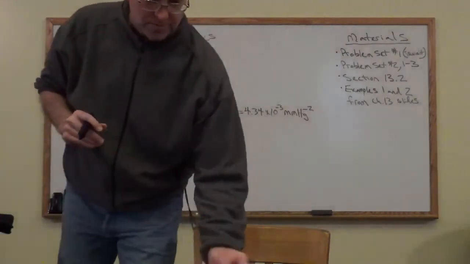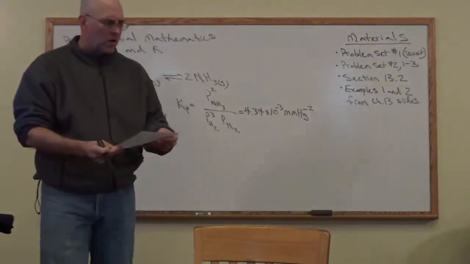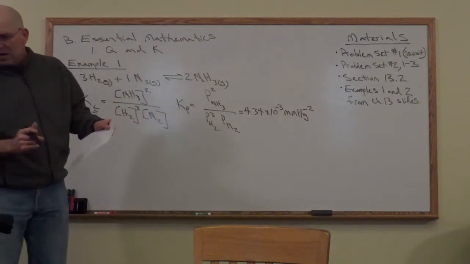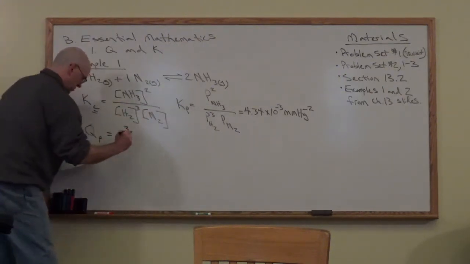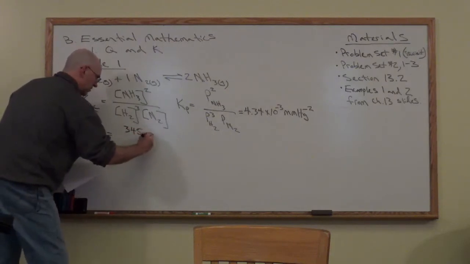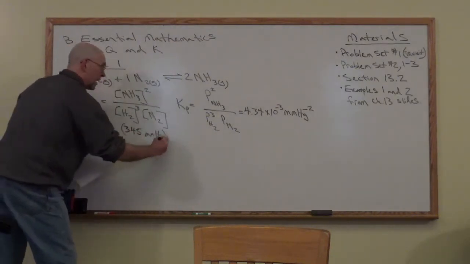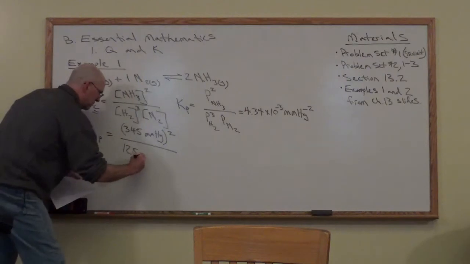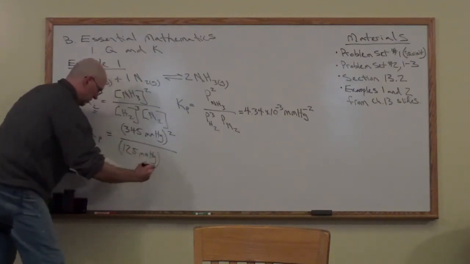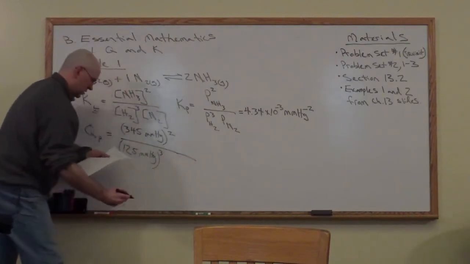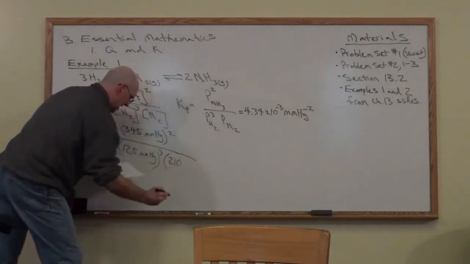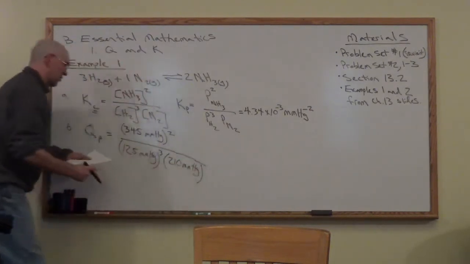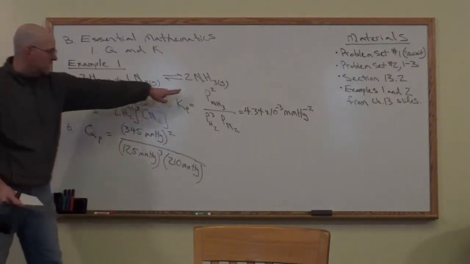Go over to my notes here. And let's see, we're told that the ammonia is 345 millimeters of mercury, but we have to square that, over 125 millimeters of mercury cubed, and then 210 millimeters of mercury to the 1st power. So we're just taking actual numbers and putting them into here and solving this.